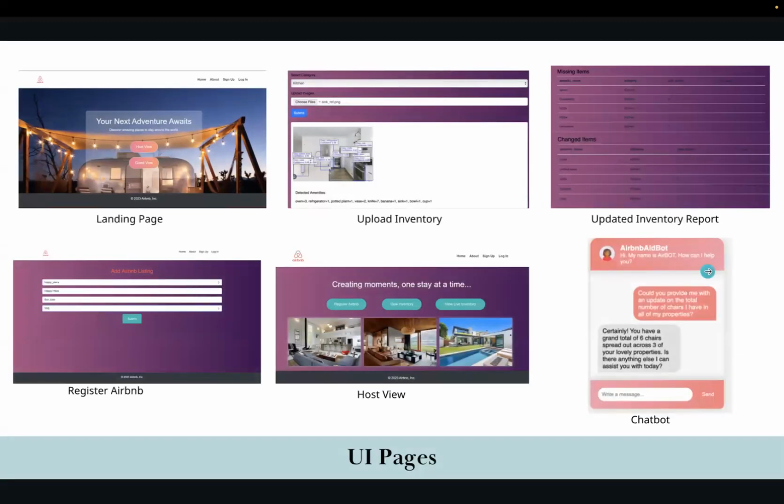Well, these are the UI pages, as you can see on the screen. The first image is our landing page, our home page. And we can see there are two main buttons, host view and guest view. In the host view, after the host registers their Airbnb, they will see the detections in the second image, which is captioned as upload inventory. We see that there are images with class labels detected.